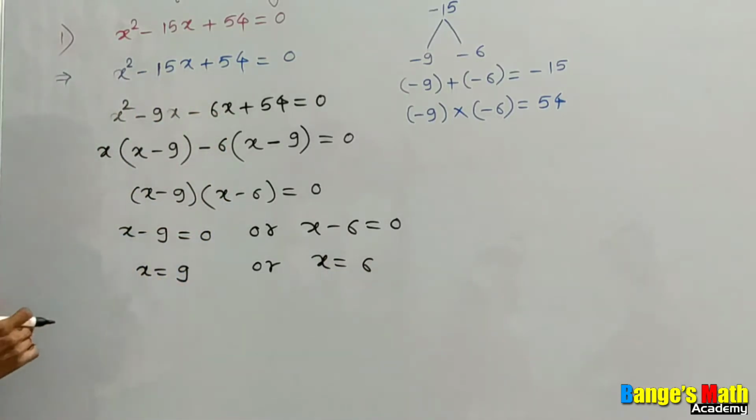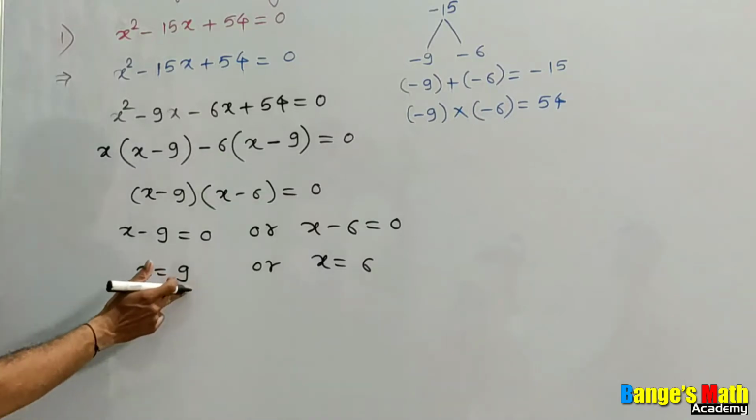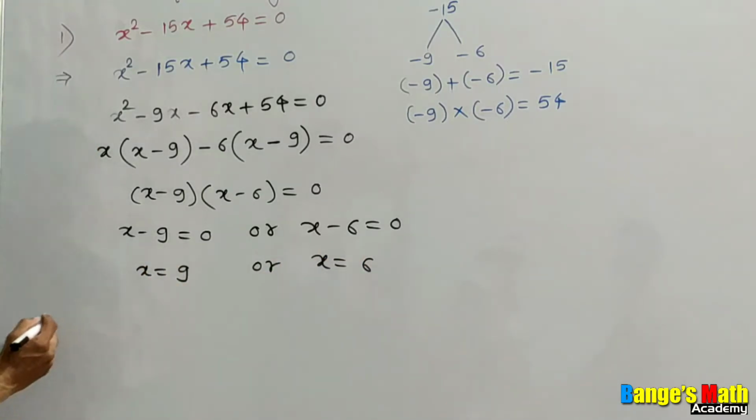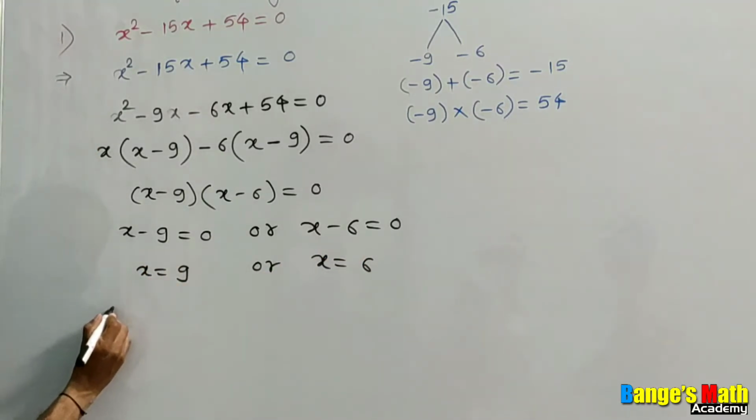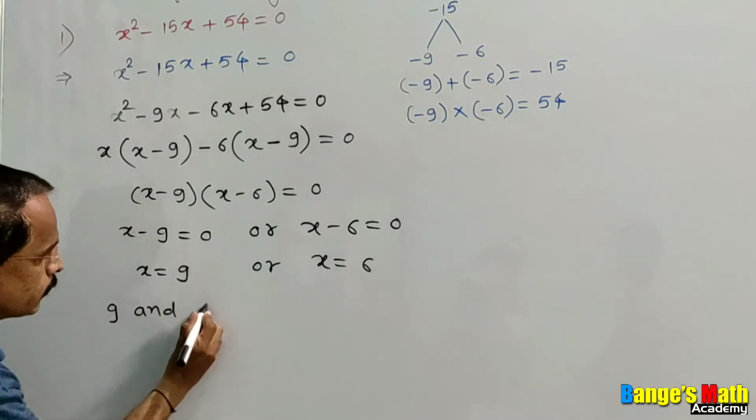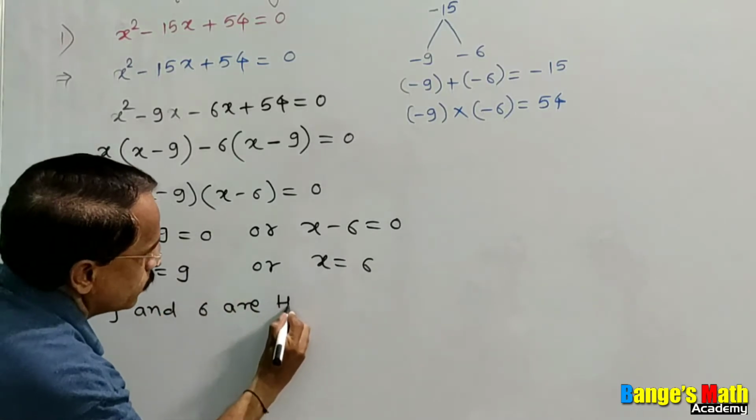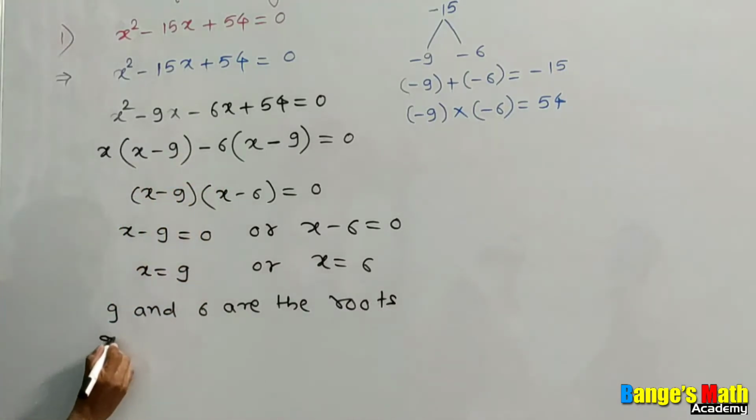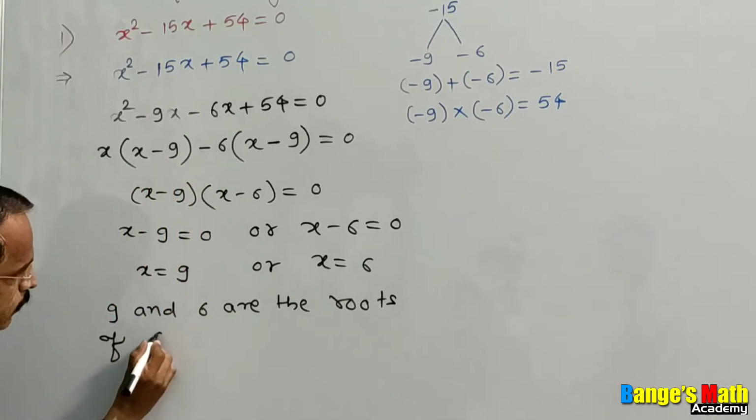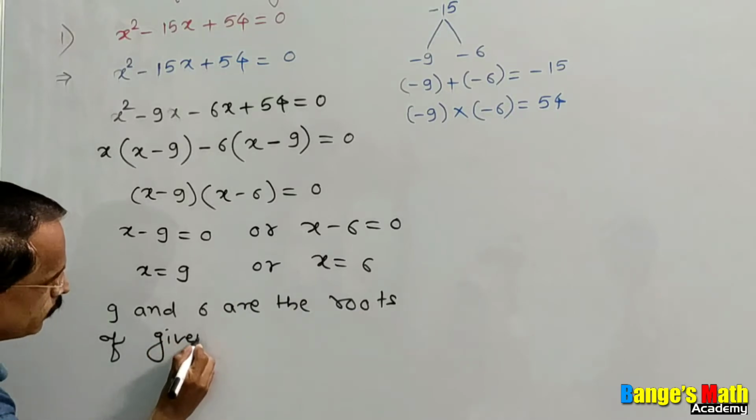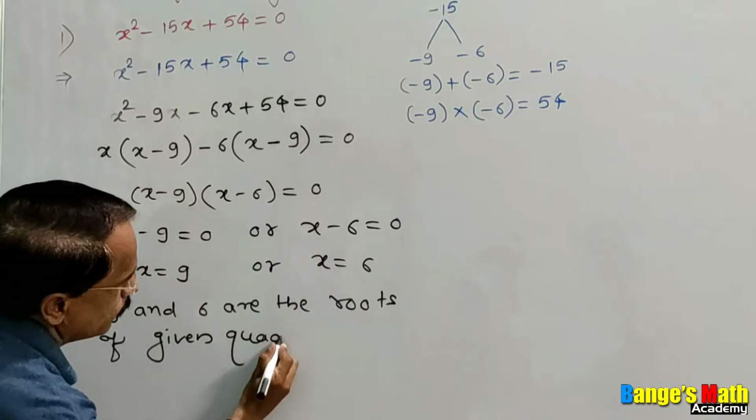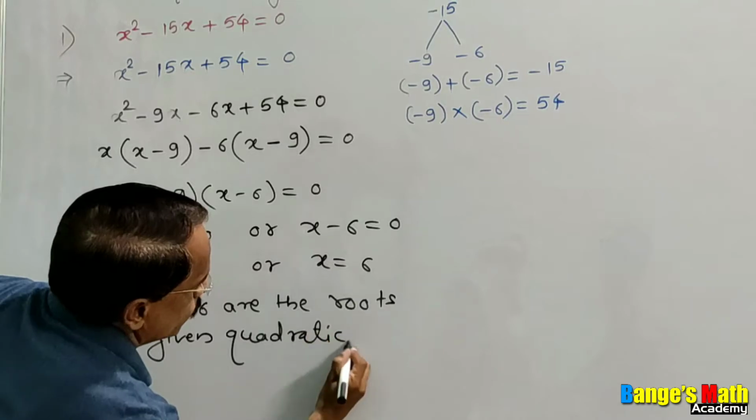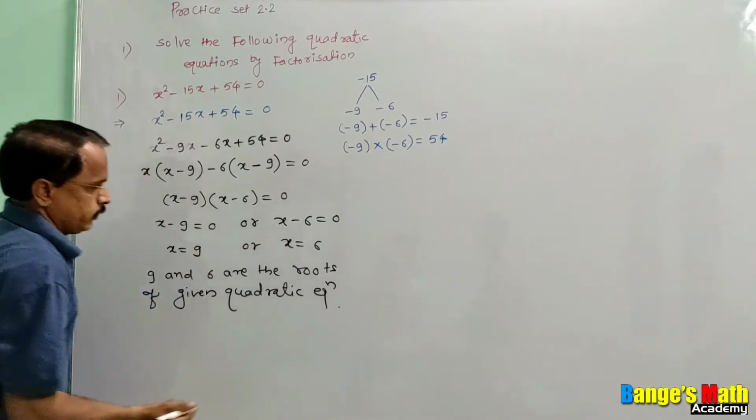So we find the roots of quadratic equation, 9 and 6. Write down answer in this way. 9 and 6 are the roots of given quadratic equation.